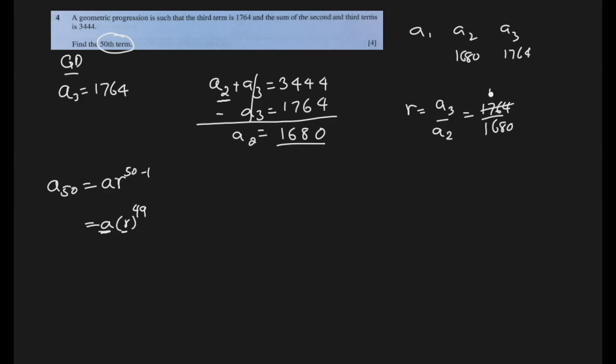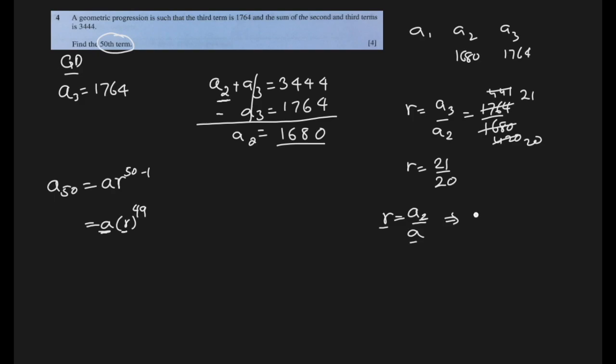It will be 4, 4, 1, 4, 2, 0. So 21 divides 20 and 21. Okay, so we got R equal to 21 divided by 20. Since we know R, we can find A also. R is A2 divided by A1. Yes or no? So we know R, we know A2, we can find A.